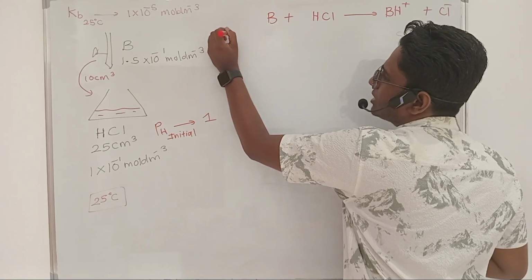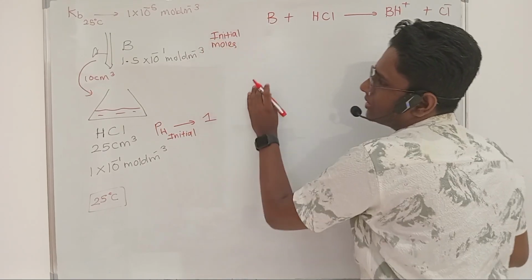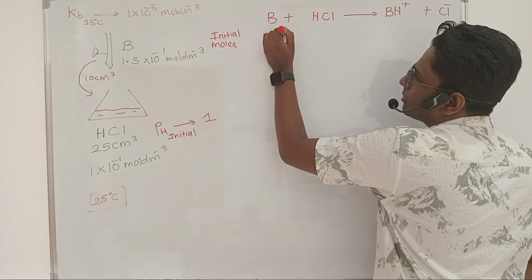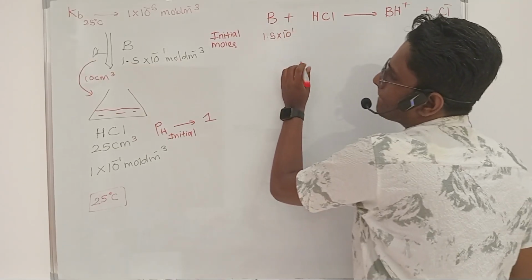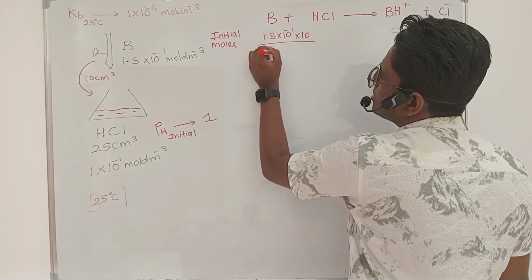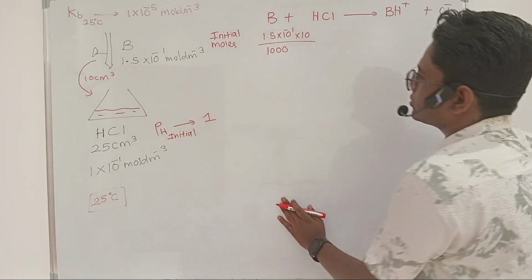Initial, I'll take the initial moles. What is the initial moles of B? The concentration has been given as 1.5 × 10^-1, and the volume they have given is 10 cm³. To convert into dm³, I'll divide by 1000.